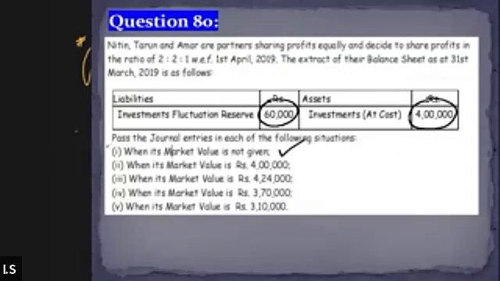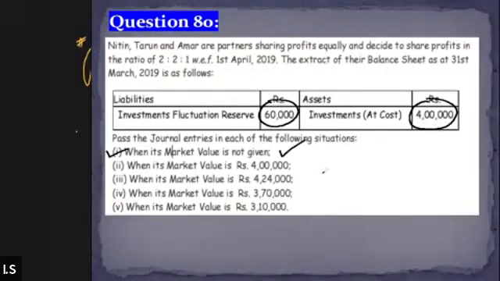So in situation 1, what are we going to do? We will distribute all the reserve to the partners in the old profit sharing ratio. So could anyone please tell me what will be the general entry in case 1? What will be the general entry for case 1?